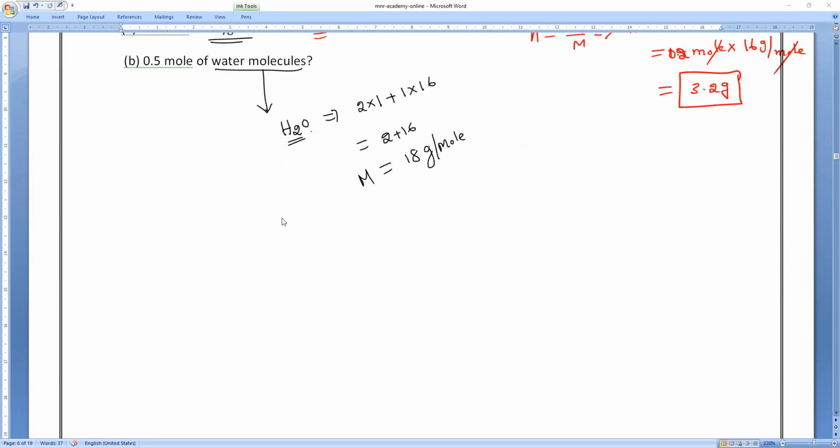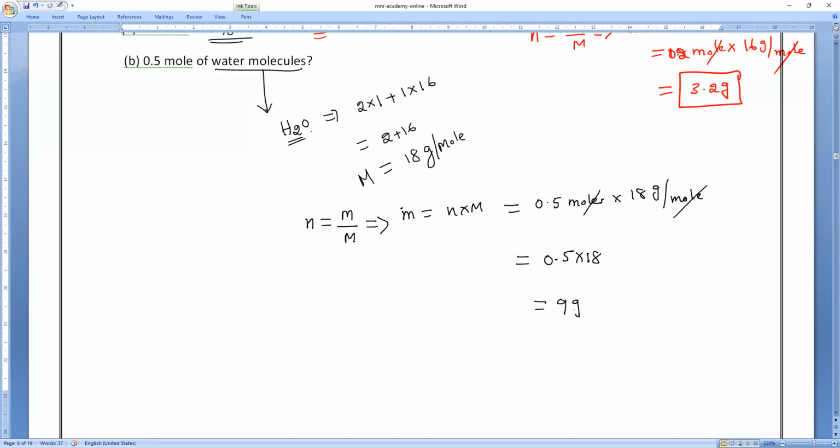Now, number of moles is equal to given mass divided by molar mass. So given mass is equal to number of moles into molar mass. Number of moles is 0.5 moles, into molar mass, 18 gram per mole. So mole will get cancelled, which is equal to 0.5 into 18, which is equal to 9 grams. Anyone having any doubt, please ask me. 9 grams is the answer. Abhirami, you got 36 grams. See that your calculations, where you are going also, I don't know.